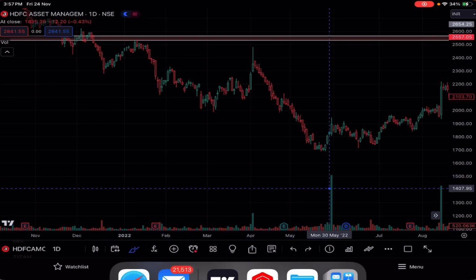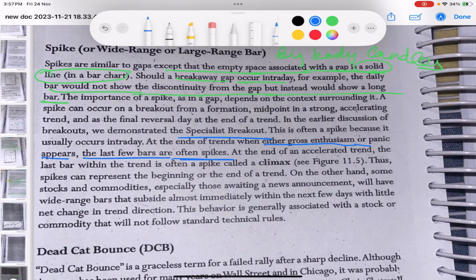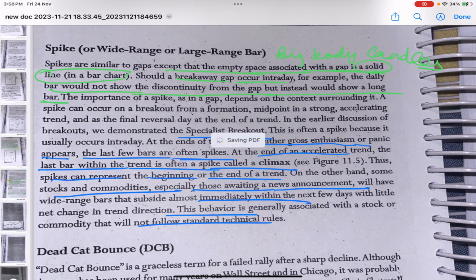You can see more examples on TradingView. At the end of an accelerated trend, the last bar within the trend, often known as a spike, is called a climax. A climax is usually the last bar in an accelerated trend or an over-exhausted trend. So spikes can represent the beginning or end of a trend. On the other hand, some stocks and commodities, especially those awaiting news confirmation, are usually more volatile in nature. So I hope you understood what a spike is.